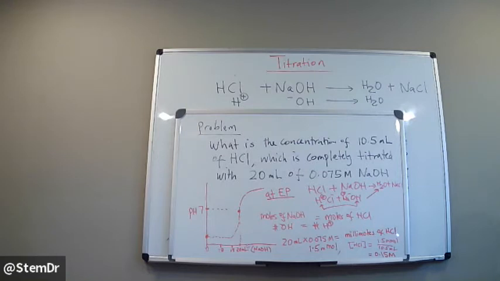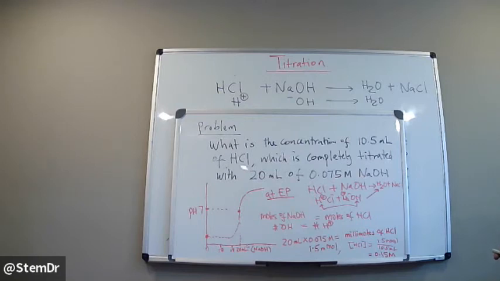Just that number of millimoles divided by the initial volume of hydrochloric acid would give you 0.15 molar. So a 0.15 molar hydrochloric acid of 10.5 ml would match, or equal, in the number of moles, 20 ml of 0.075 molar sodium hydroxide.